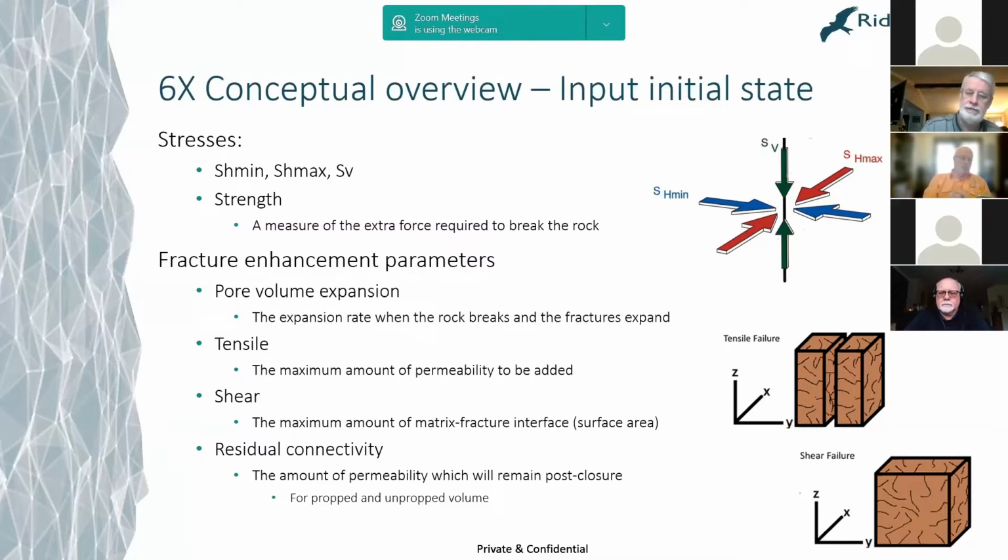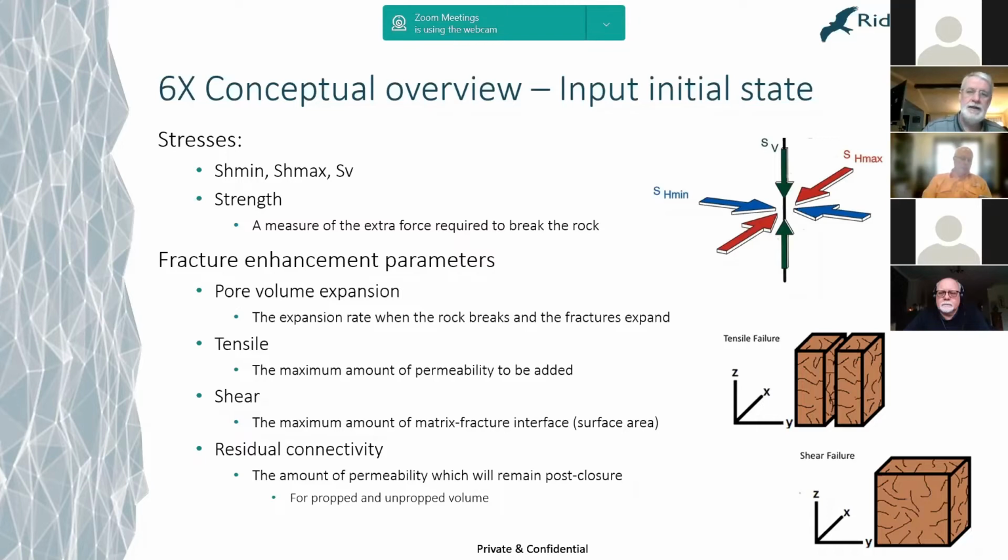We also use a residual connectivity parameter, which controls how the fractures close as we deplete the reservoir. So when we start the flow back, the pressure will drop and we will lose some of that enhancement that we input, and the rate at which that enhancement is reduced will be controlled by this residual parameter here.